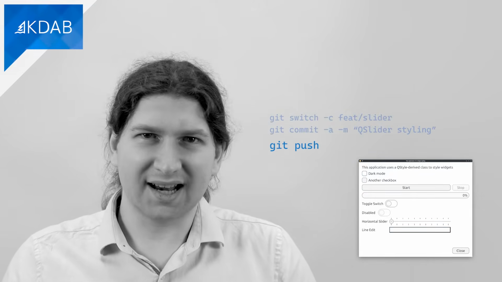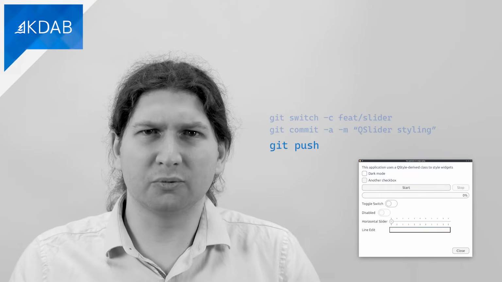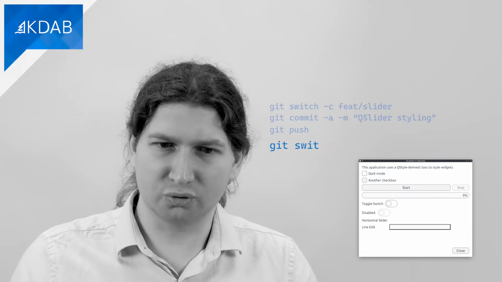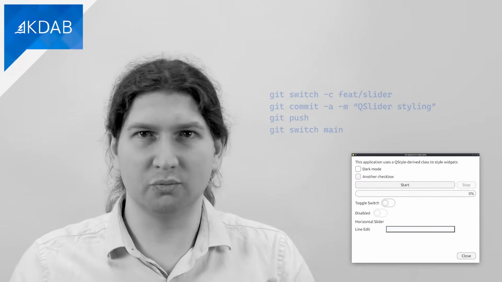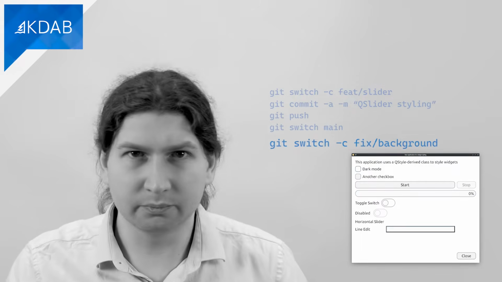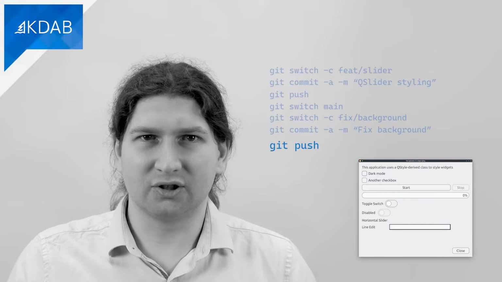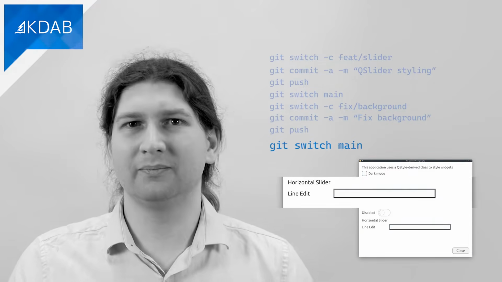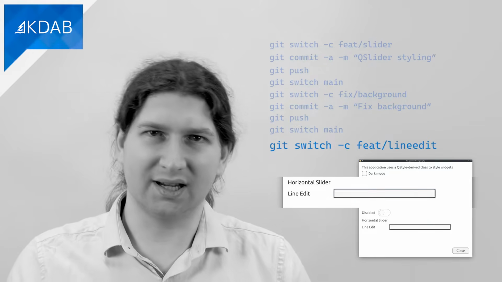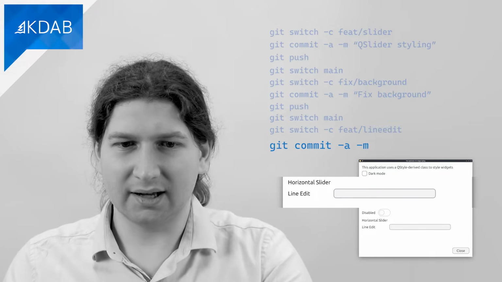While working on the sliders, maybe you noticed the background wasn't quite right. So you switch back to main, create a new branch named fix background, commit the fix, and push. Finally, you want to work on line edits. So you switch back to main again, create a new branch, implement, commit, and push.